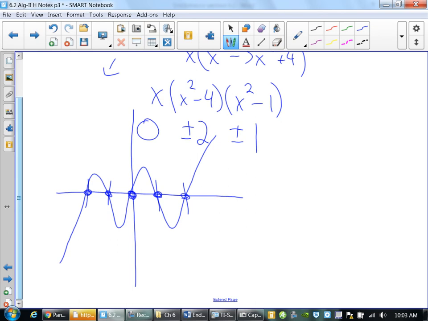Hey, just so you guys know, this graph right here, if I look at just this portion of it, starting at 0, going up, going back down, and going back up, boy, that looks a whole lot like a sine graph. Just wait till we get to trig.